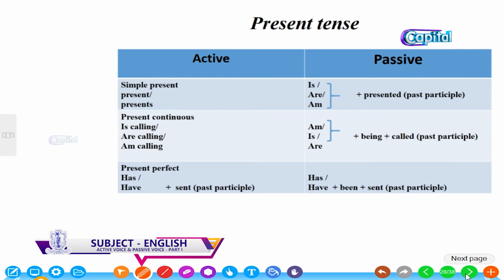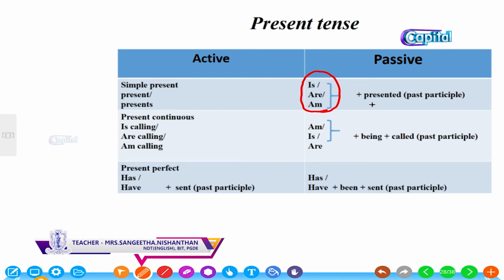This chart depicts how the active voice is changed into passive voice in present tense. For simple present, look at the verb present or presents. Sometimes it accompanies the helping verb does and sometimes do. If the subject is singular, it will be presents. If the subject is plural, it will be present. It is changed into the be verb I am, is, or are. It depends on the object, I am, is, or are, plus the past participle of the main verb present.